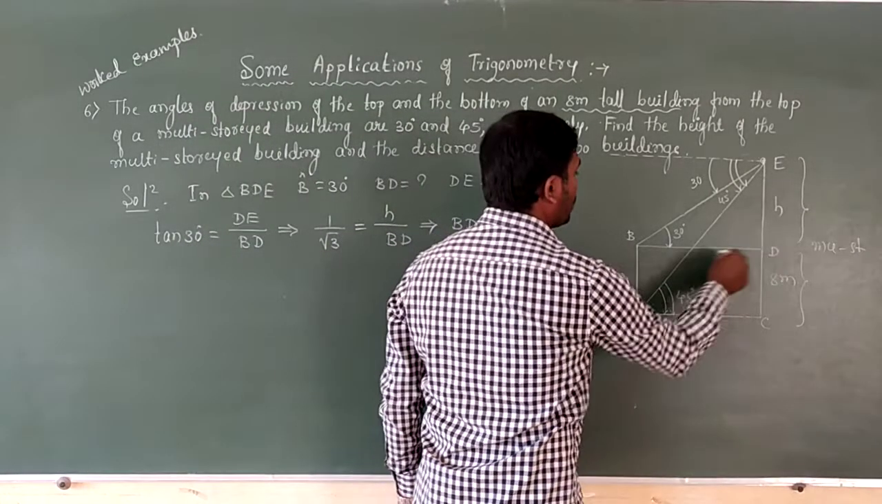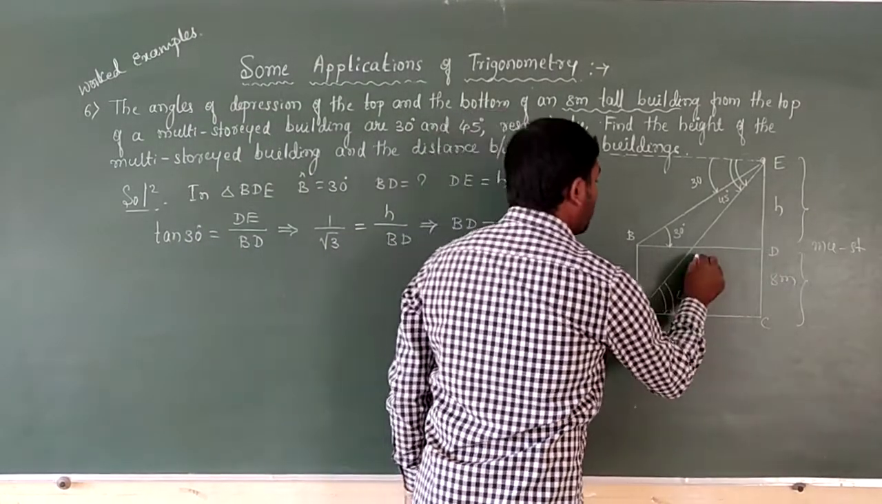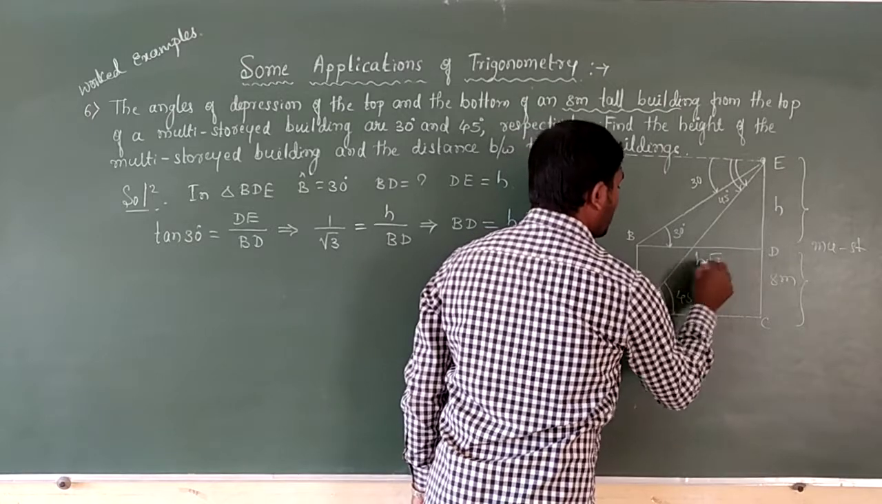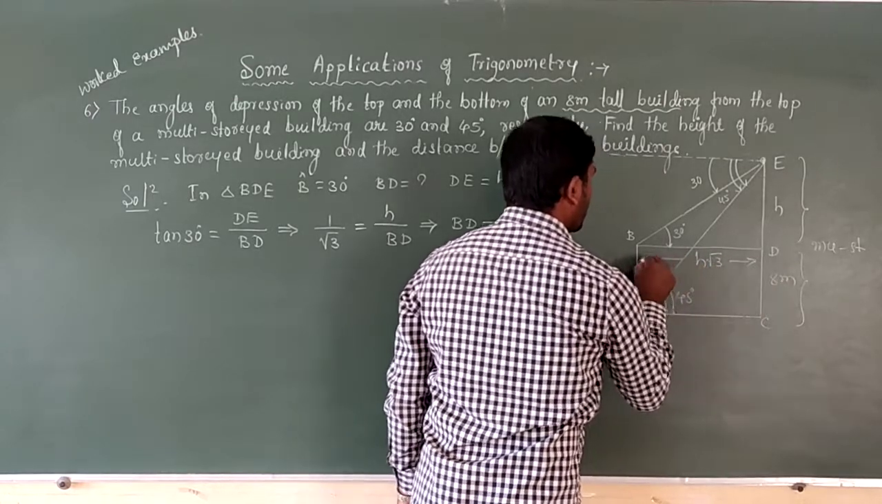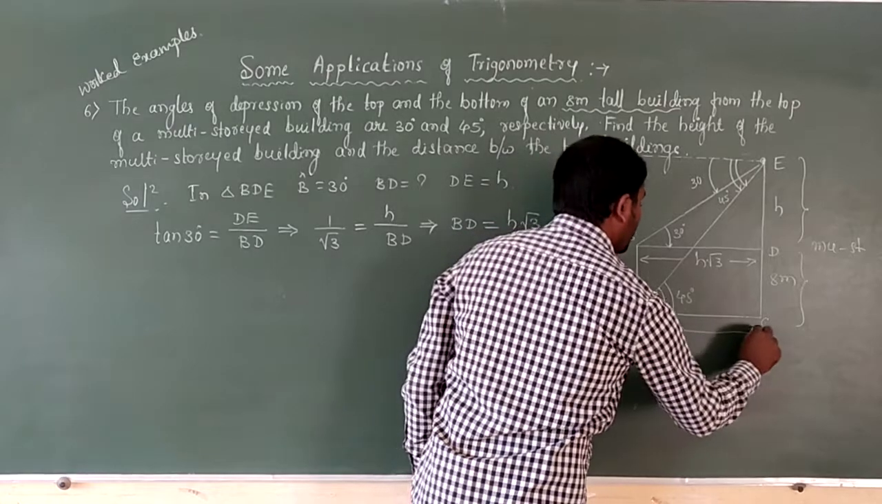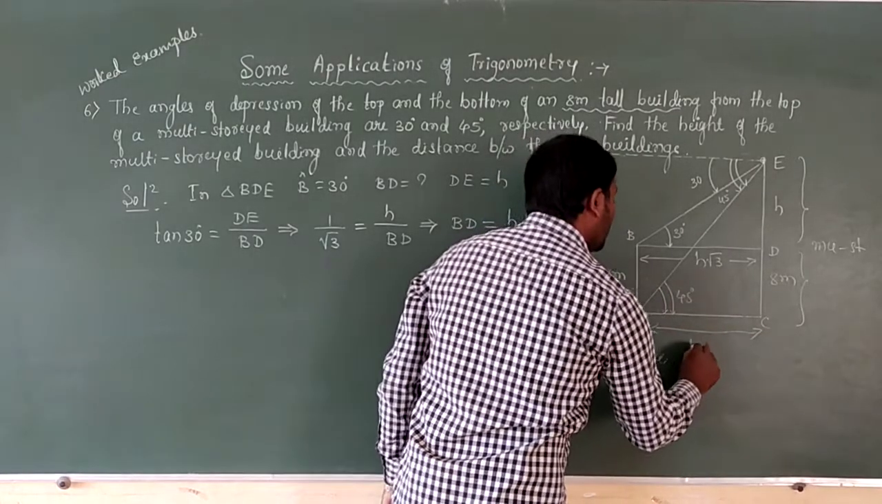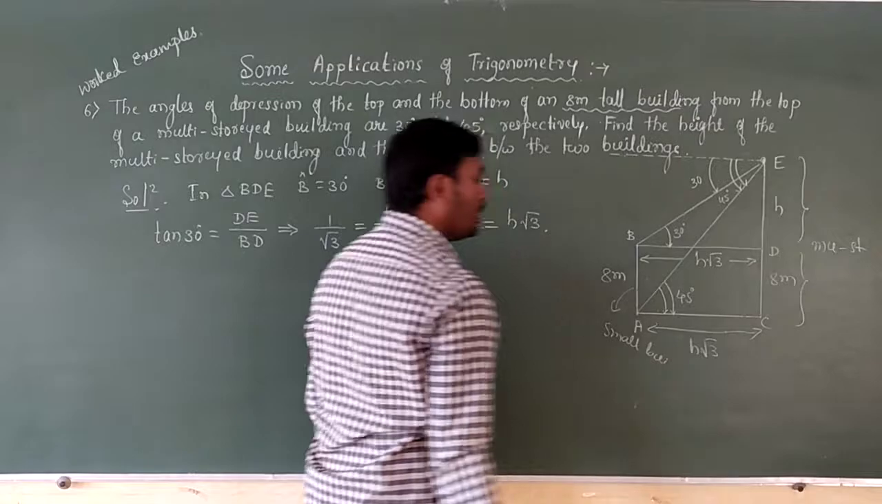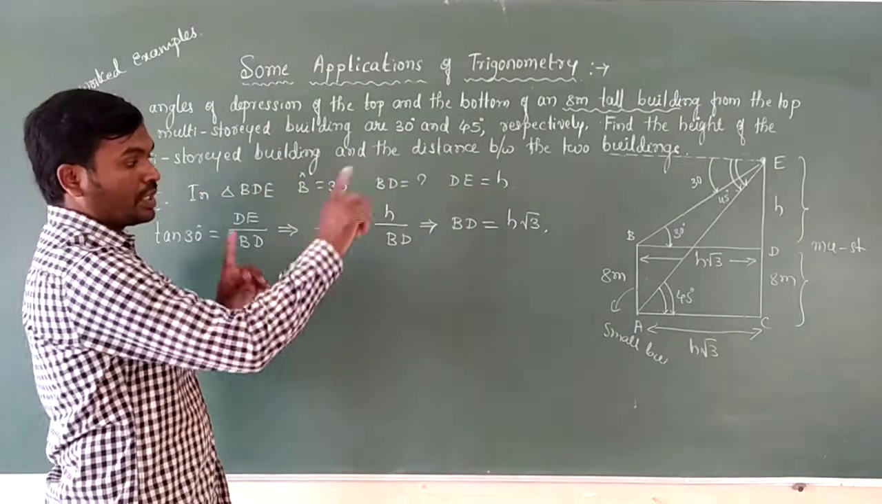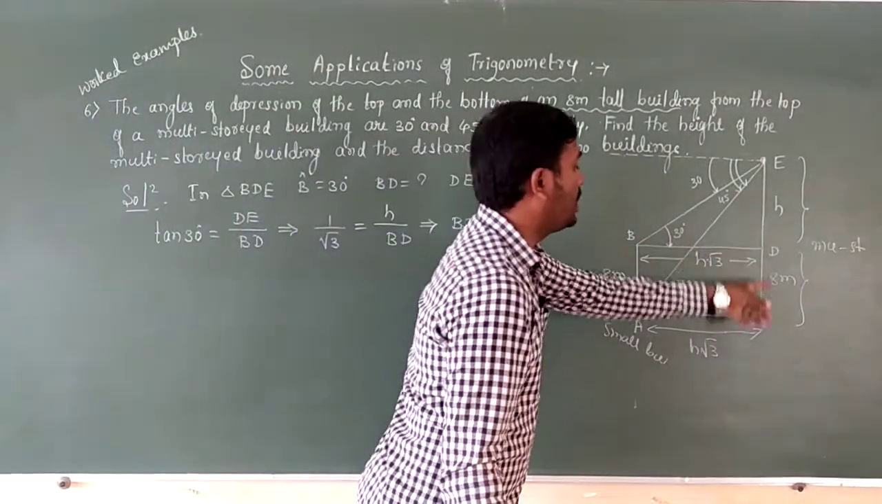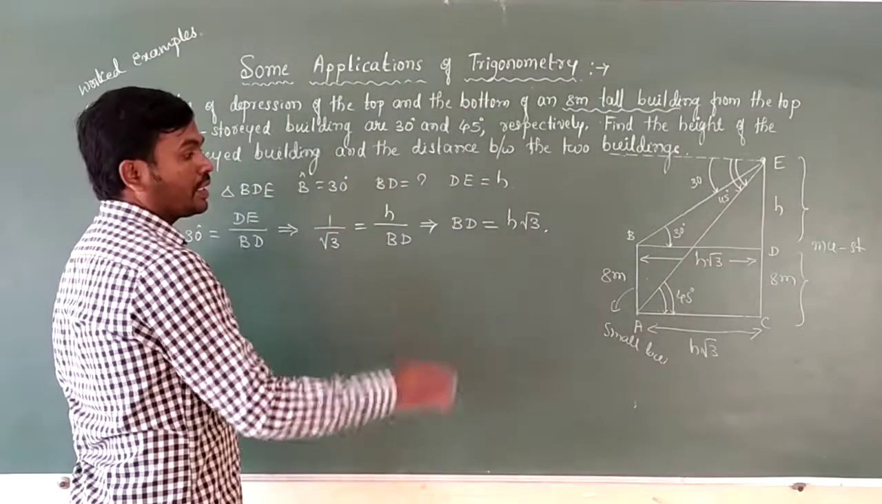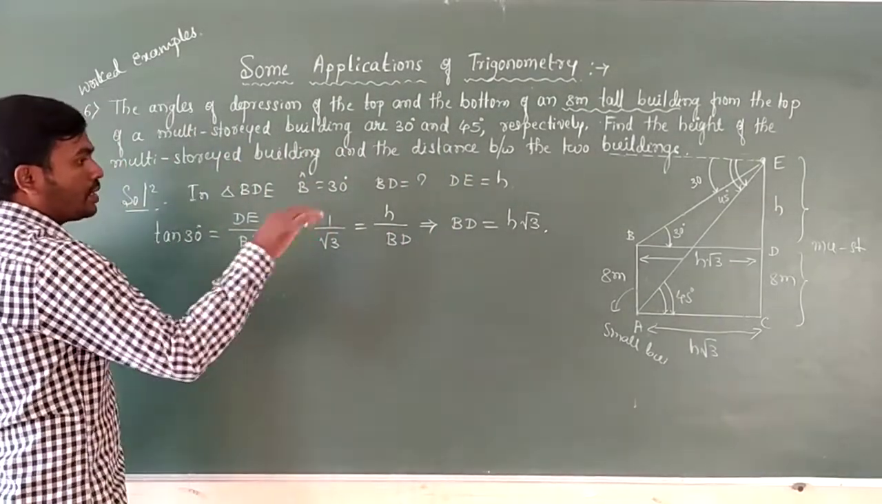So this BD is H root 3. Then AC is also H root 3, because ABCD is a rectangle, and opposite sides are equal. So let us use that.